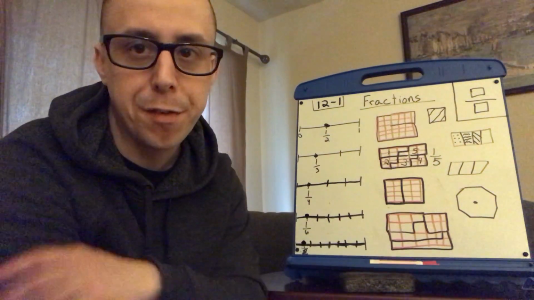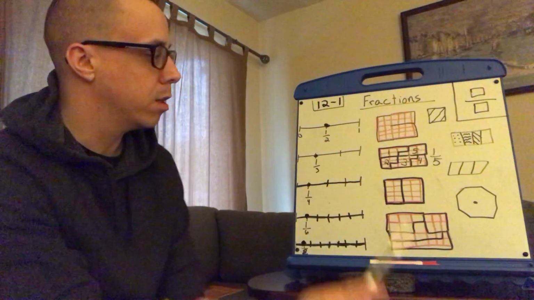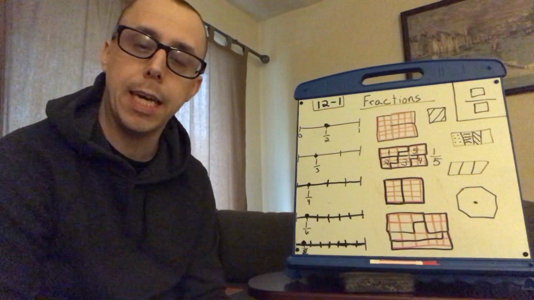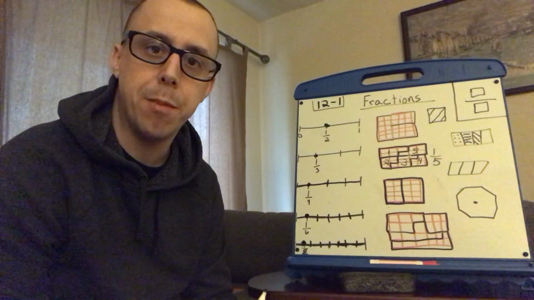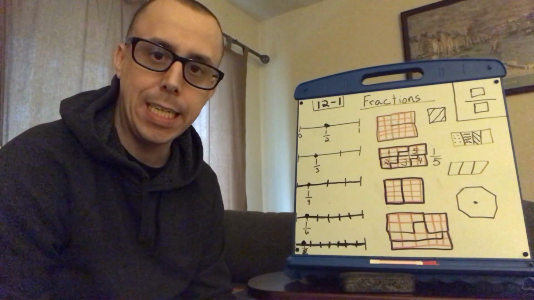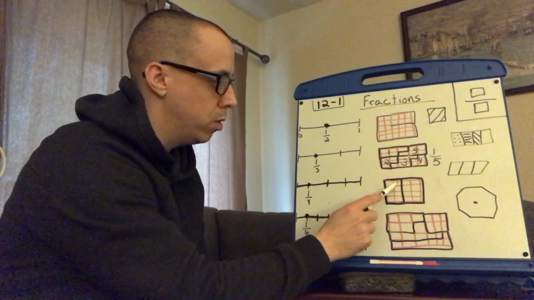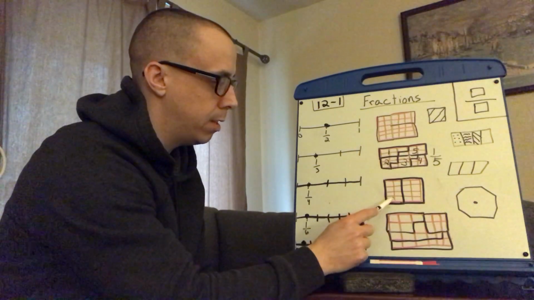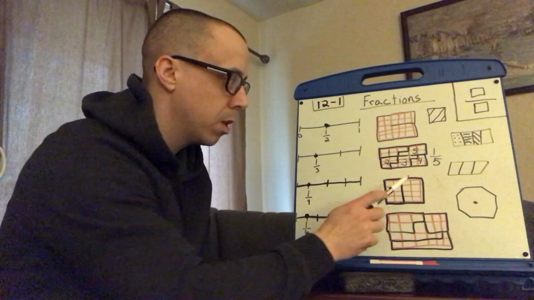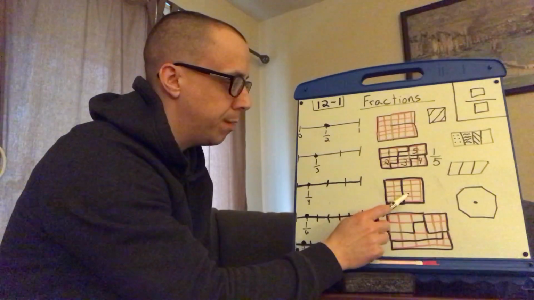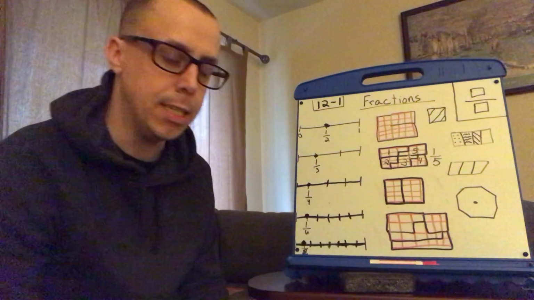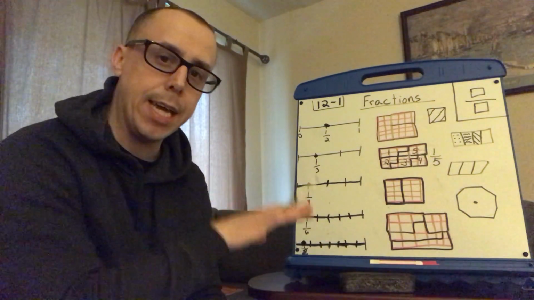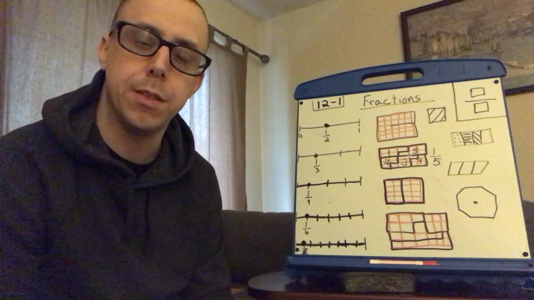1 in the numerator, 5 in the denominator. This one's a little bit easier. Again, we need to count the number of squares in each section. 1, 2, 3, 4, 5, 6, 7, 8 in this section. 1, 2, 3, 4, 5, 6, 7, 8 in this section. So there's 8 in each portion or section of this figure.